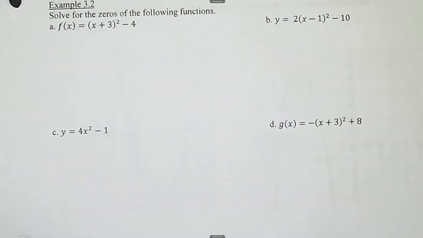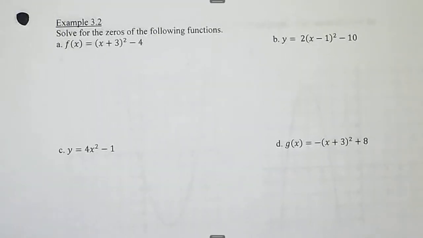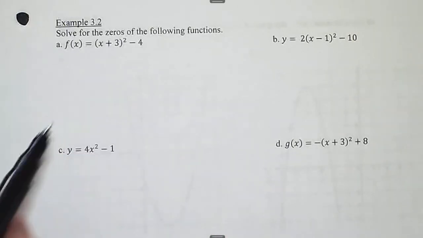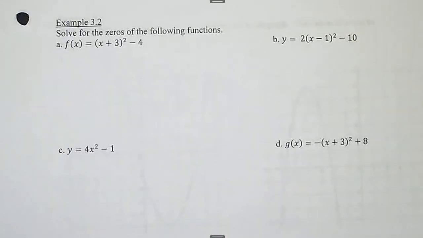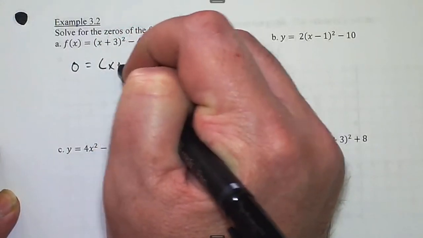All right, example 3.2. We're going to solve the following functions for their zeros. So there's two ways we can do this. We could expand this out and then use factoring to solve. But we don't have to because it's already in completed square form. Simply set it equal to 0 and solve.